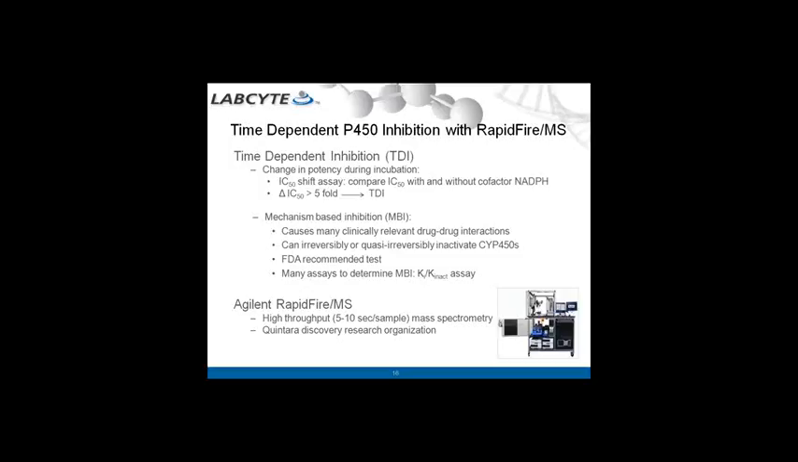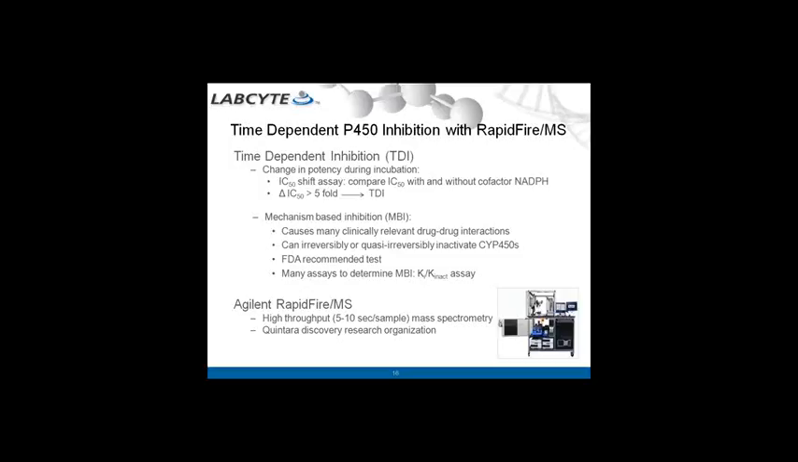The most common assay to assess time-dependent inhibition is the IC50 shift assay, in which compound potency is generated and compared with and without the enzyme cofactor NADPH present. When compounds demonstrate greater than 5-fold more potent inhibition, there's a chance the compound has time-dependent inhibition potential. So the goal to determine time-dependent inhibition is to identify compounds with mechanism-based inhibition.